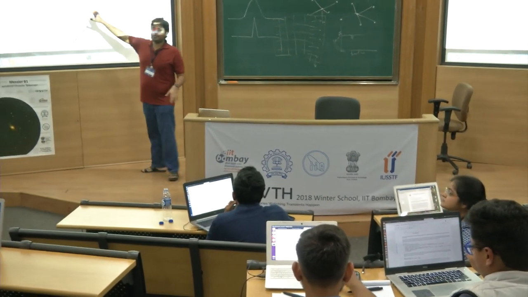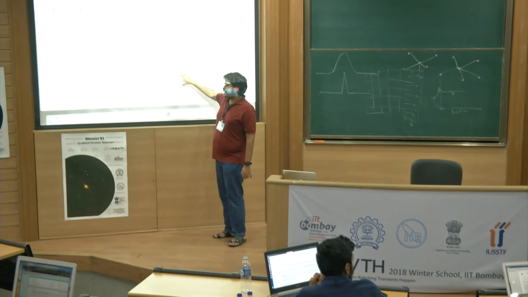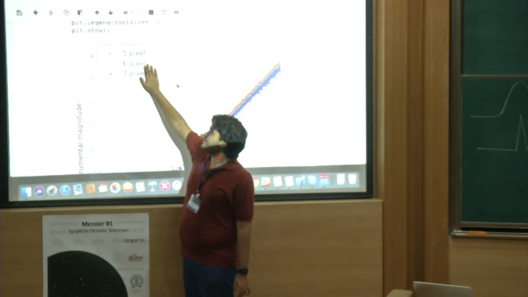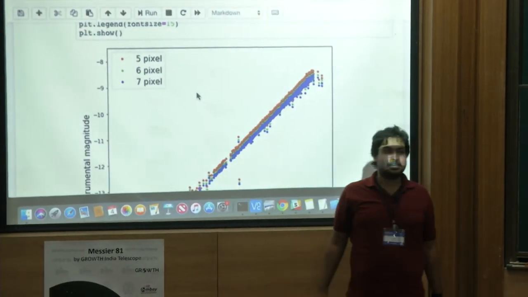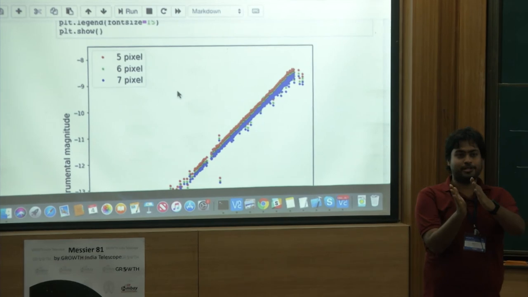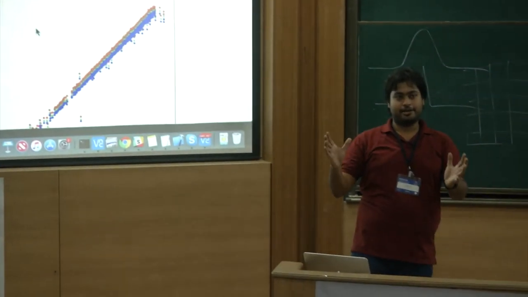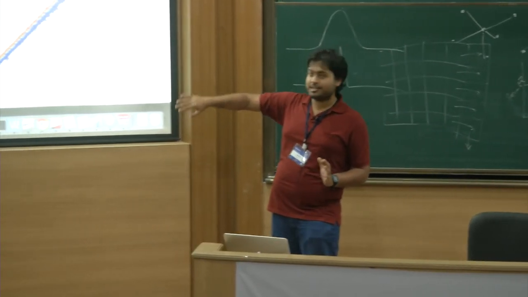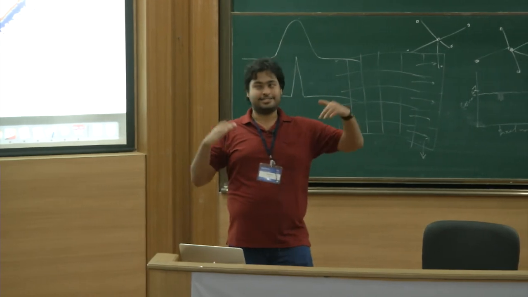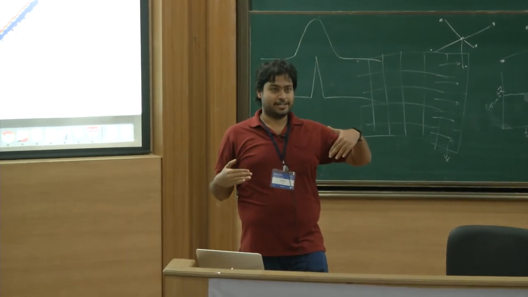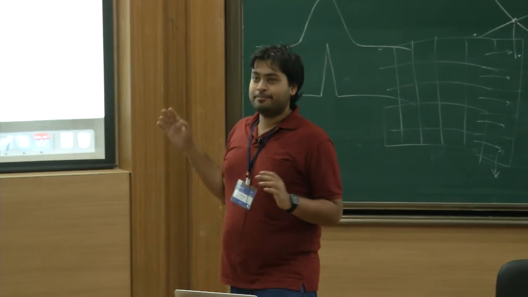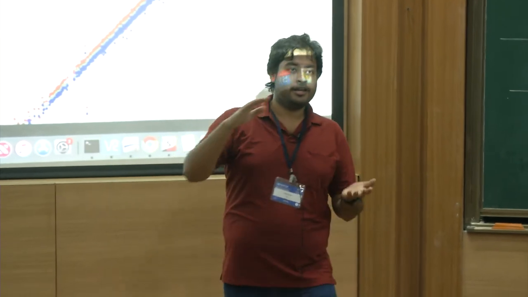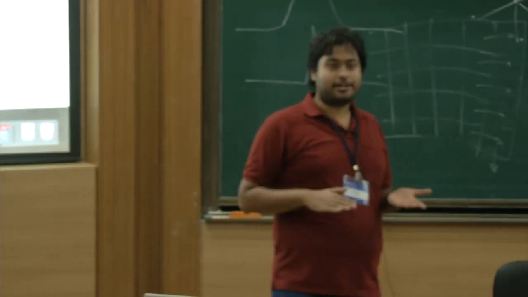So just note that what I've plotted here is the magnitudes in three different apertures. Red is 5 pixel, green is 6 pixel, blue is 7 pixel. And there is a systematic offset between these, because as I said, the larger the aperture, the more flux you are collecting, the smaller is the magnitude. Which is why, even though there is a one-to-one correlation, the correlation has a systematic offset as a function of the pixel size. So the entire exercise of deriving a zero point is just to measure the offset between the instrumental magnitude and the known catalog magnitude.